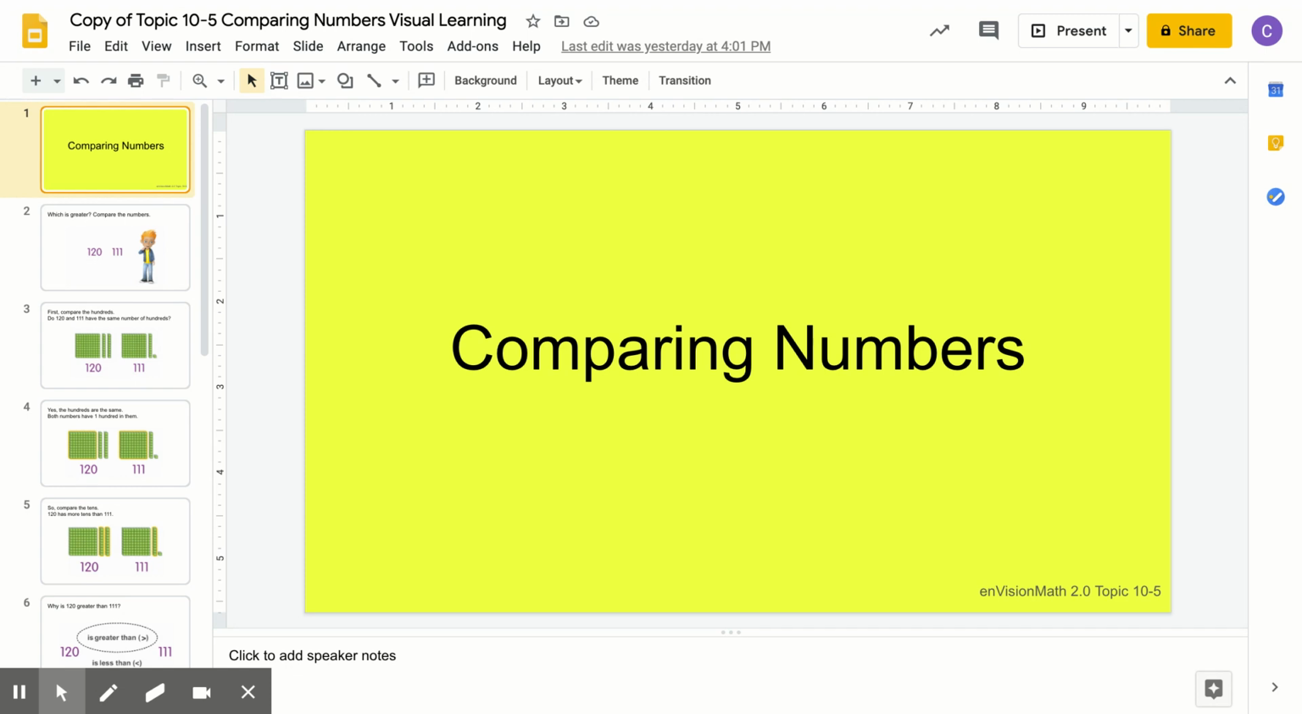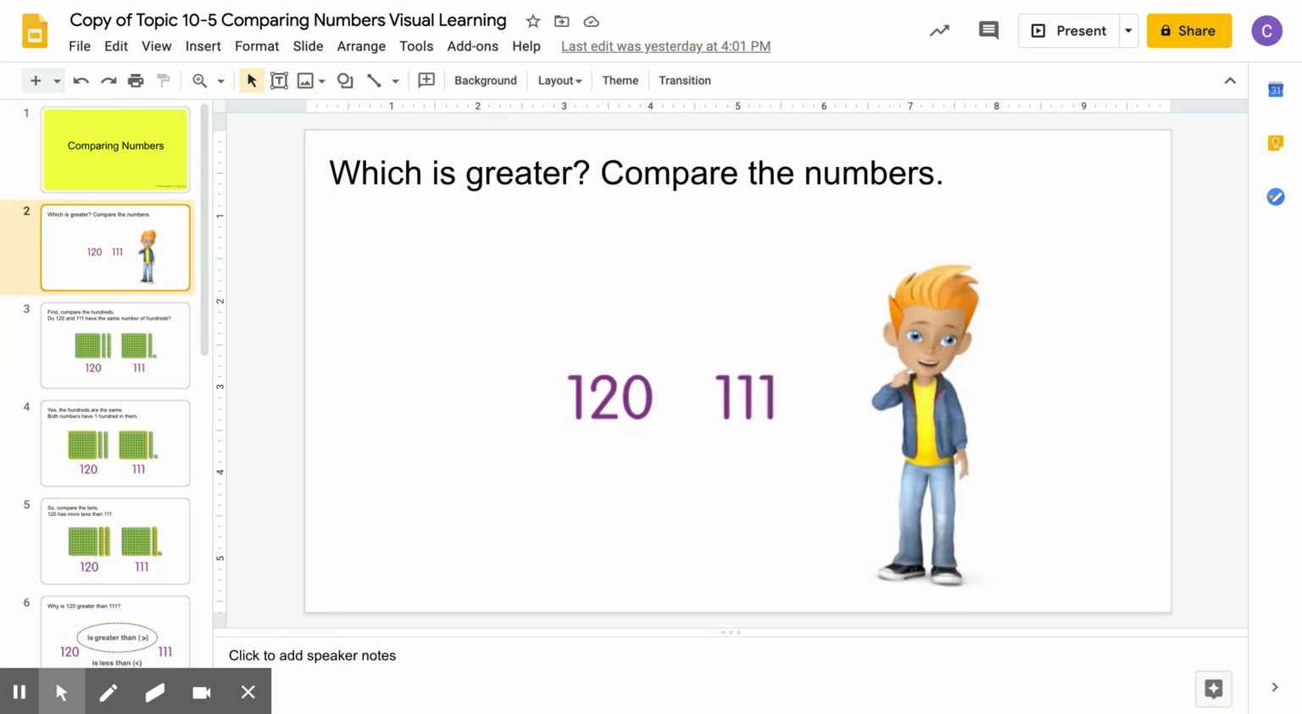Today, you're going to help me compare numbers. Okay, let's look at these two numbers. Which one is greater? Let's compare them. How do we know if a number is greater than the other?